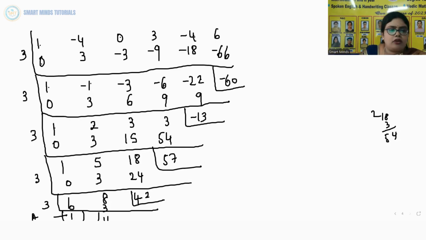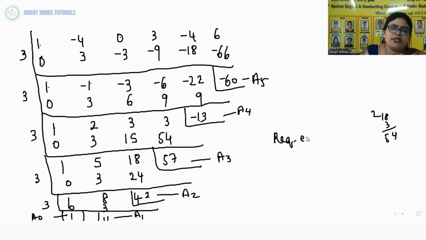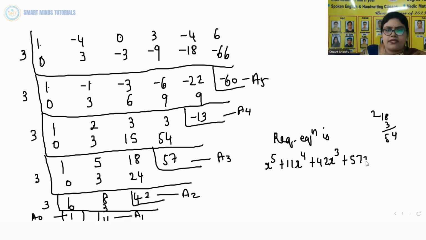So this is A0. This 11 is A1. This is A2. This is A3. This is A4. And this is A5. So required equation is x power 5 plus 11x power 4 plus 42x cube plus 57x square minus 13x minus 60 is equal to 0. This is the equation.